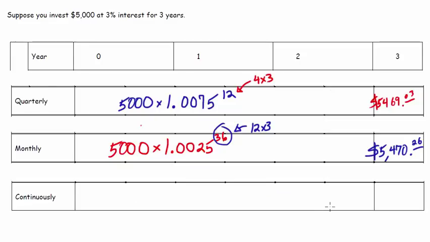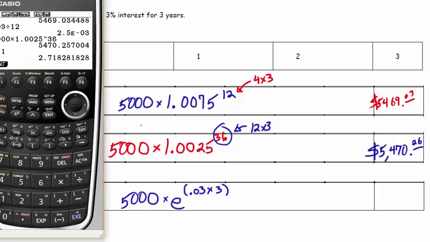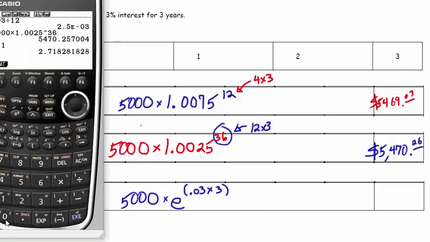All right, so let's go back here. If we are paid continuously, every time I earn a penny, it is immediately deposited into my account and starts earning me more interest. We would have 5,000, which is our principal, times e, that special number, to the power. Now, what was my interest rate? 3% times 3 years.